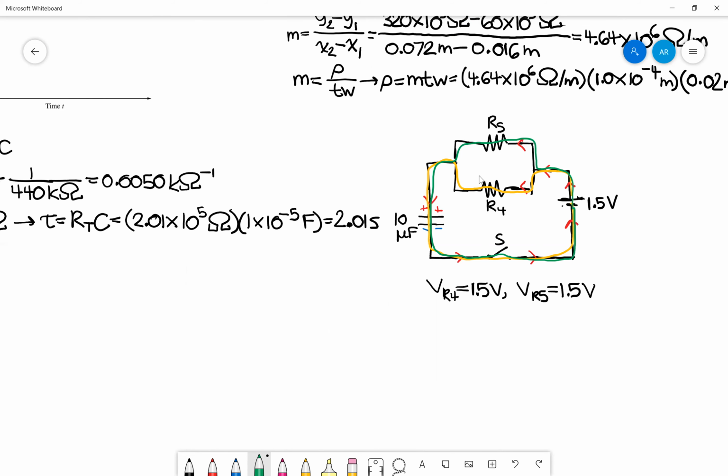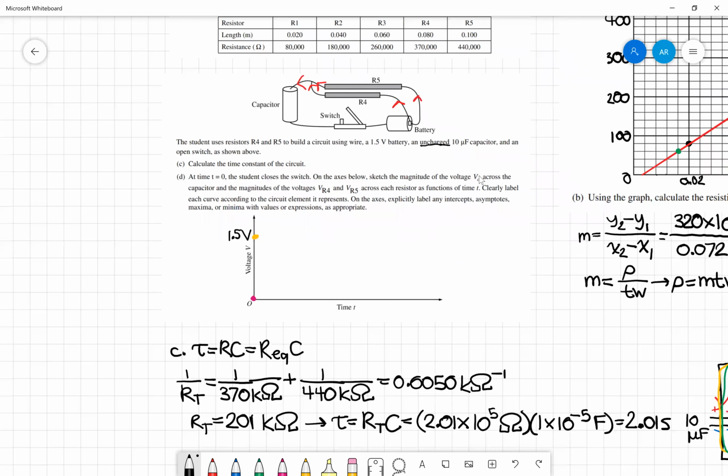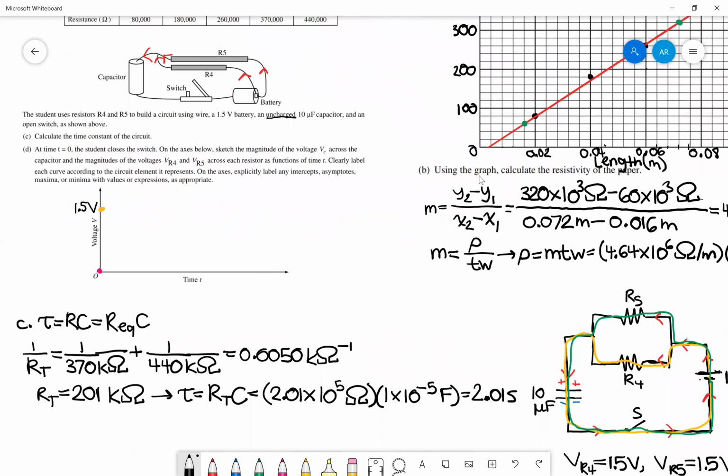Now, that means, representing the yellow one, if we label this 1.5 volts, that's where the resistors start. Both R4 and R5.